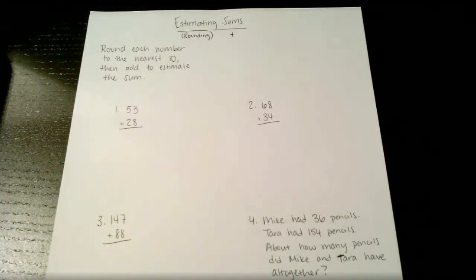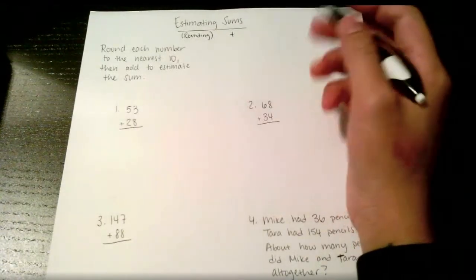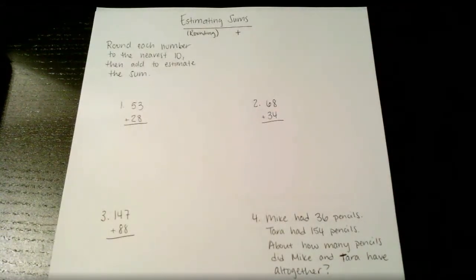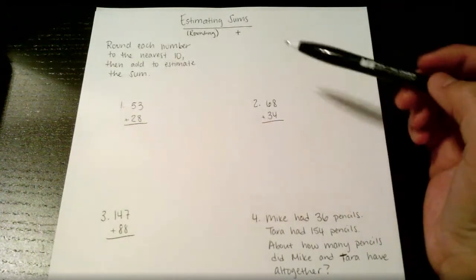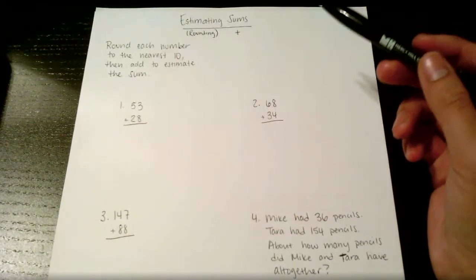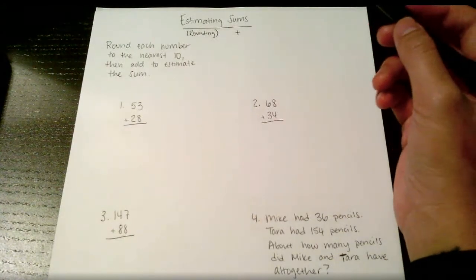Today we're going to be talking about estimating sums, which is very similar to the lesson that Ms. Teves did on estimating differences. However, instead of subtracting today, we will be adding because we are looking for the sum. So, we're going to start with estimating sums in the tens place. Our directions tell us to round each number to the nearest 10, then add to estimate the sum.